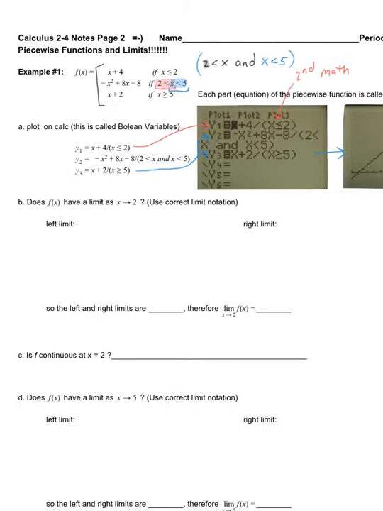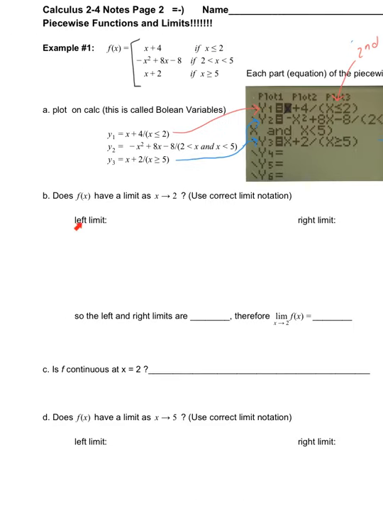Okay, so now let's look at part B. We want the left limit. So what is our left function? Right here, x is less than or equal to 2. So less than 2 is to the left, so that's going to be our left function. So we want the limit as x approaches 2 from the left of that function, x plus 4. Now we have a limit problem, and we can do direct substitution. If I just plug in 2 plus 4, my left limit is 6.